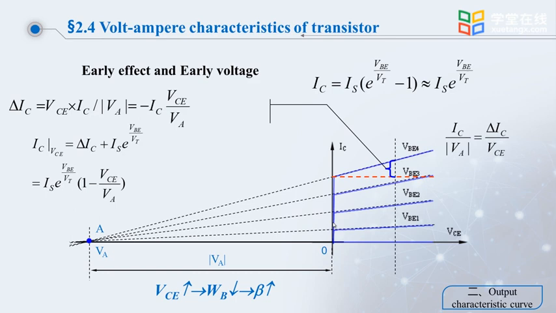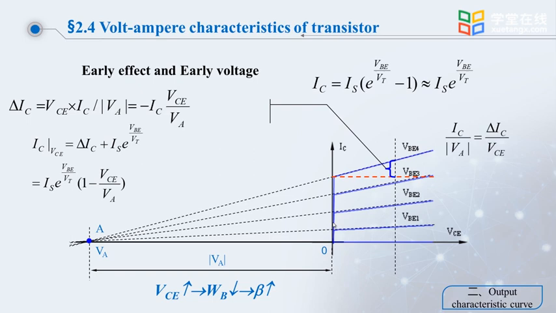We can plot multiple characteristic curves, with IB equal to 0 μA, 10 μA, all the way to 40 μA. We draw a bunch of output characteristic curves. As the applied voltage changes, or as the VCE changes, we can divide the characteristic into 4 regions: saturation zone, amplifier zone, breakdown zone, and cutoff zone.